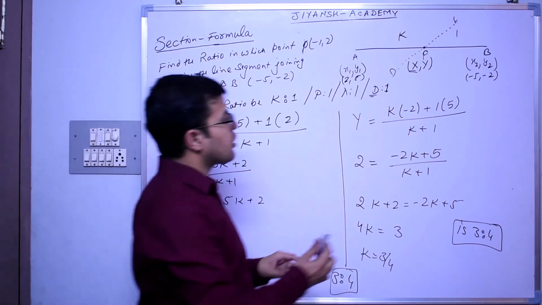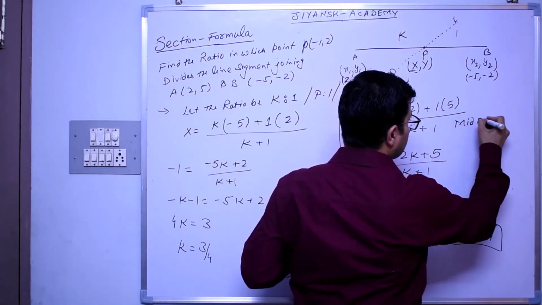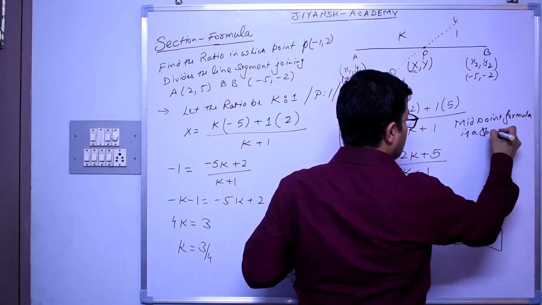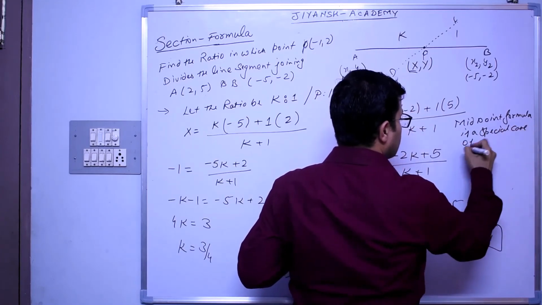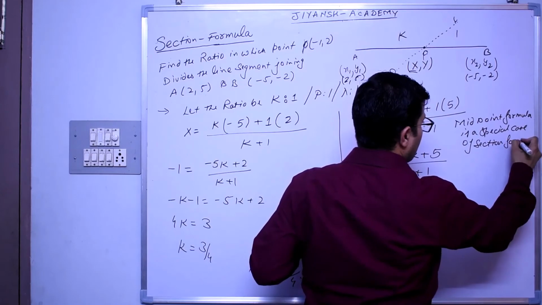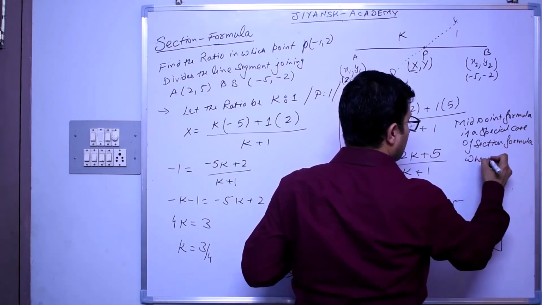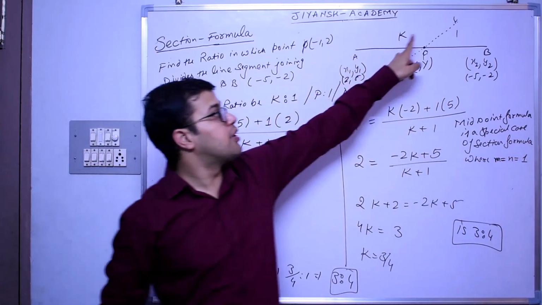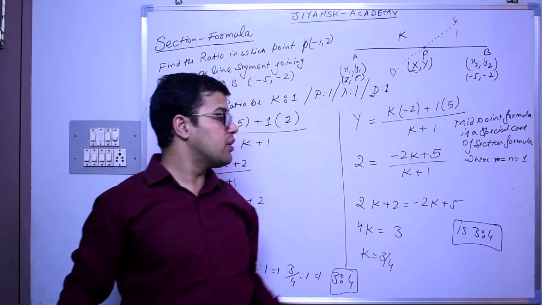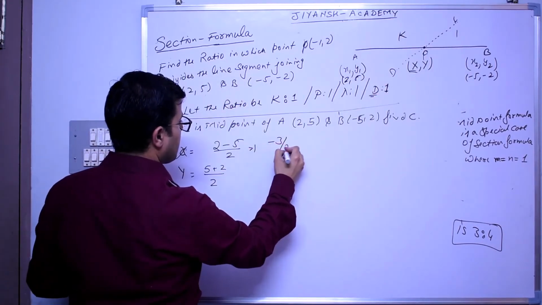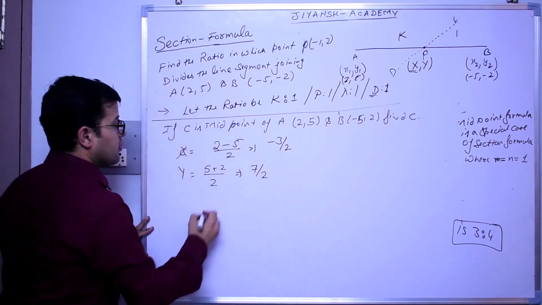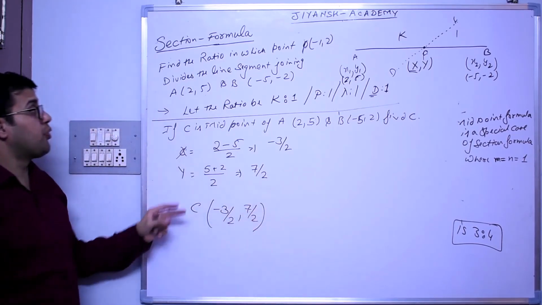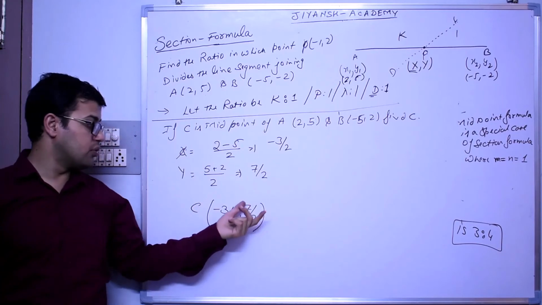Right. Then we have one more thing over here, that midpoint formula is a special case of section formula where m is equal to n, which becomes 1. So instead of m ratio n, it is 1:1. Only then it will be a midpoint. So this will be -3/2 and this will be 7/2. So the coordinates of C will be -3/2, 7/2. So midpoint of these 2 points will be -3/2 and 7/2.